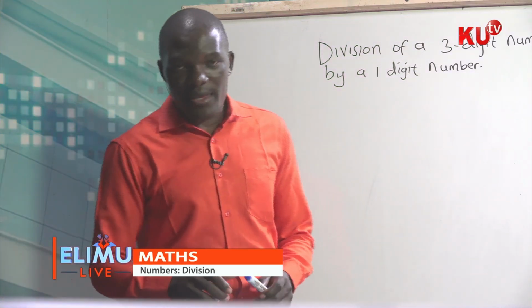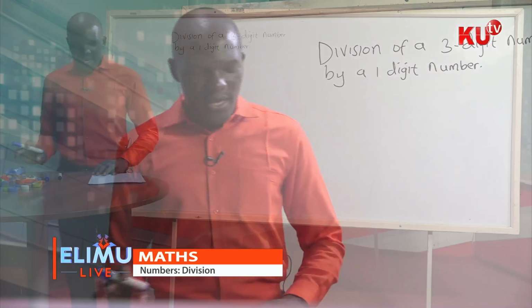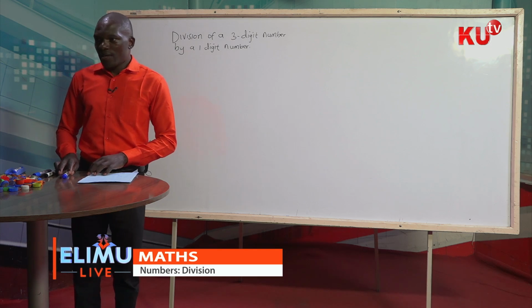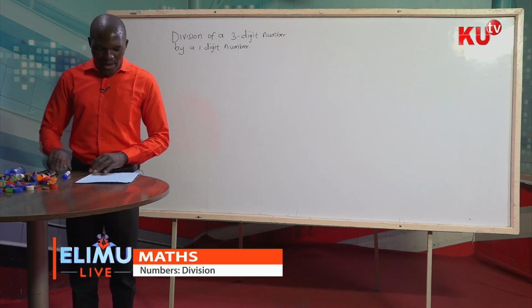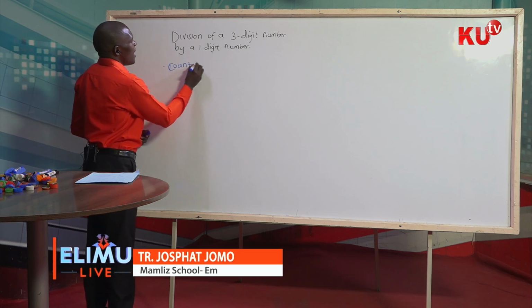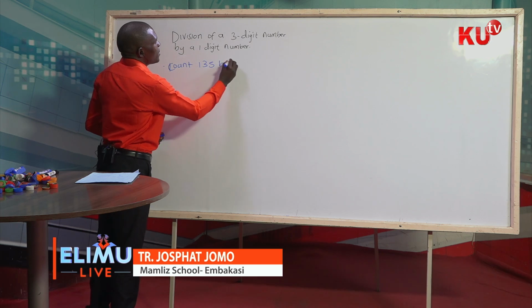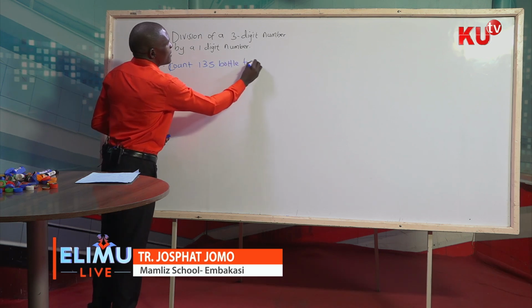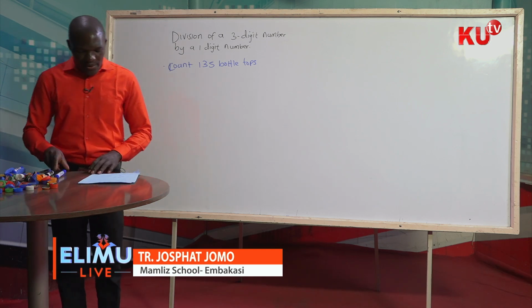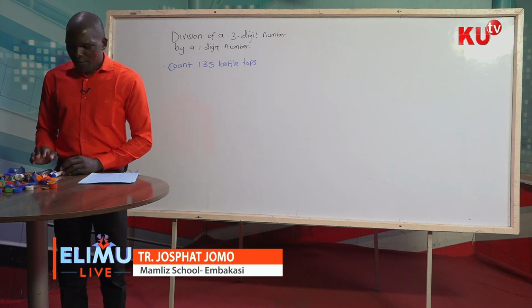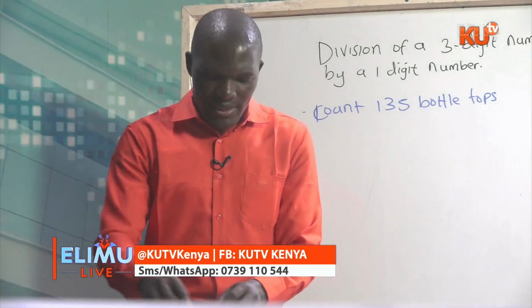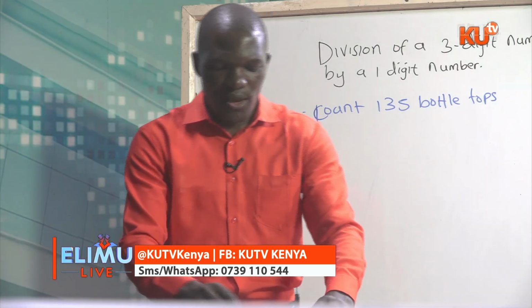Remember this, with me I have the counters on the table, and these are the bottle tops, whereby we are going to count 135 bottle tops, whereby we are going to put them into 5 groups. So let's start counting. At least we have the bottle tops around with me.